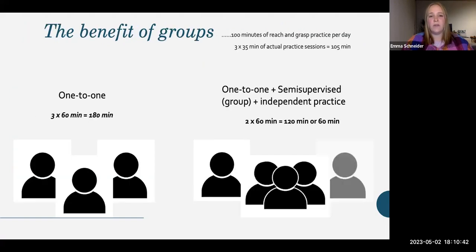So what's the benefit of groups? I think that's fairly obvious, but let's just spell it out in case we're not really across it. If we're trying to deliver 100 minutes of reach and grasp practice per day, that can be achieved by delivering 3 35-minute sessions of actual practice. However, what we know from audit and observational trials is that 35 minutes of practice is often delivered in a scheduled 60-minute session. So we often say that we see people for an hour, but traditionally there's only about 35 minutes of actual practice that's delivered.